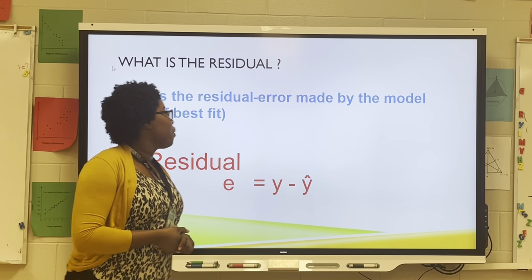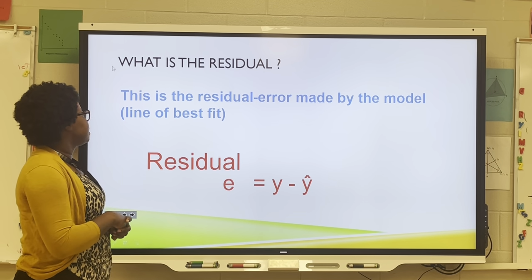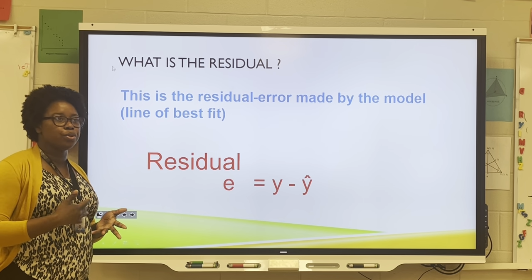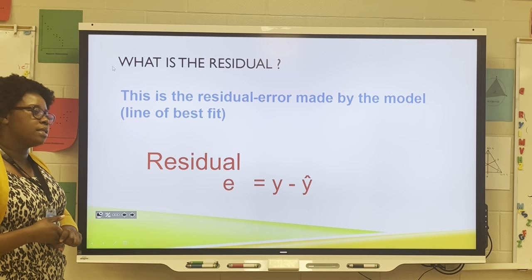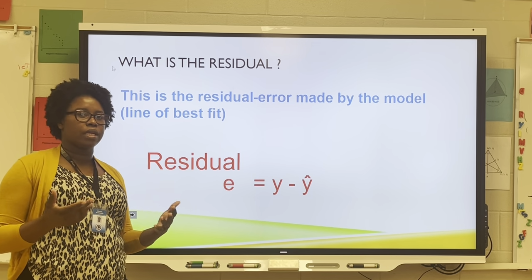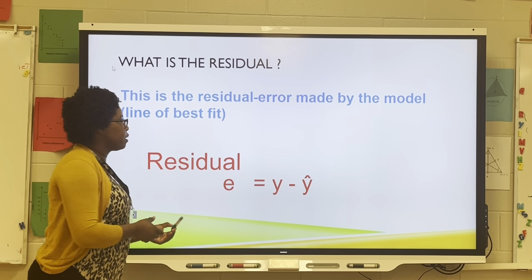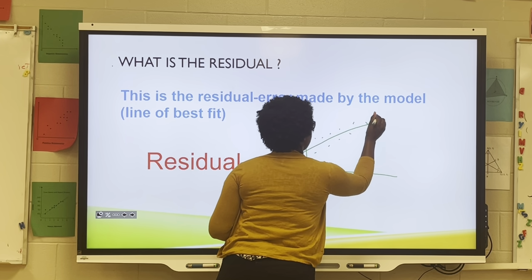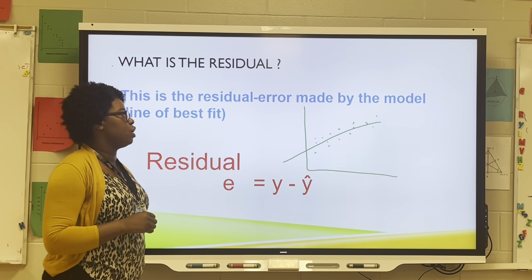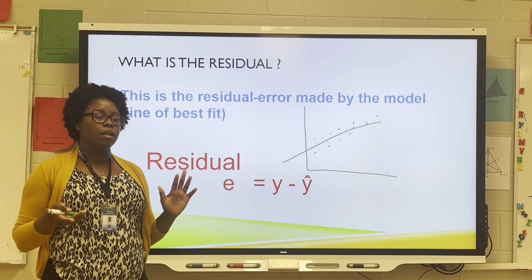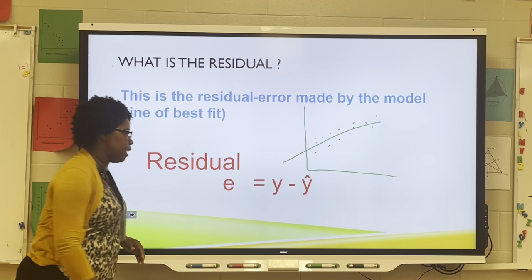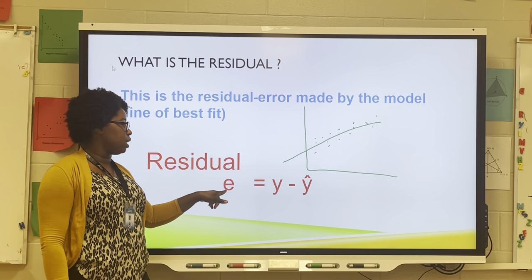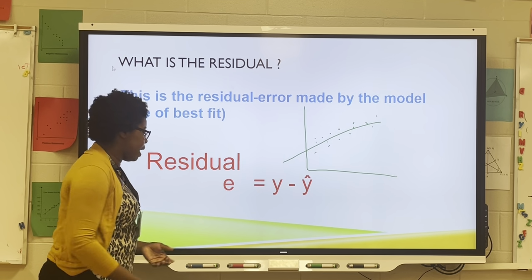For today's video, we're going to talk about what is the residual. So the residual is basically the error made by your linear model, which is also known as your line of best fit. In some cases, you'll hear the least square regression line. If you think about it graphically, it's going to be the straight line you see going through your graph, which has equal amount of dots on either side.